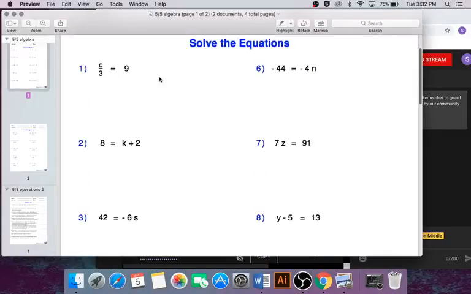This week we're going to start with solving one-step equations with variables. And then I also want to look at solving some word problems with you.